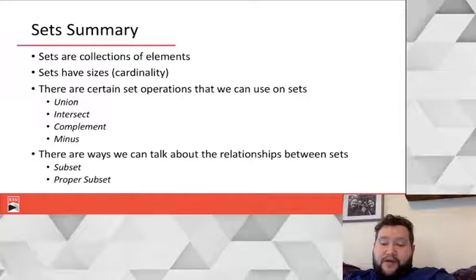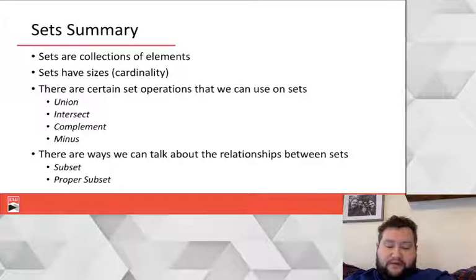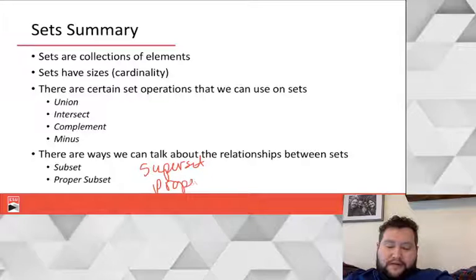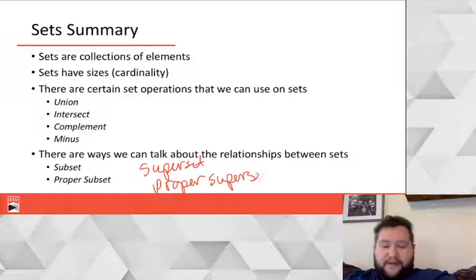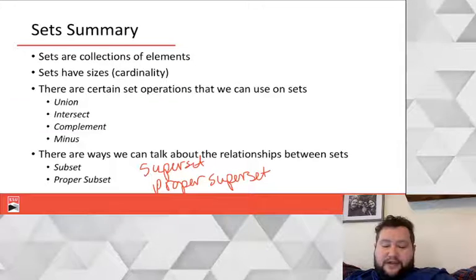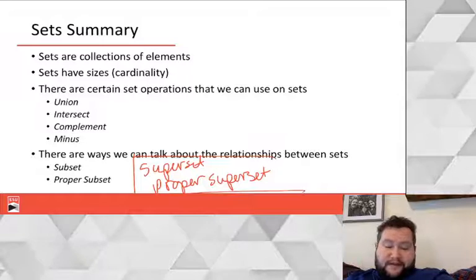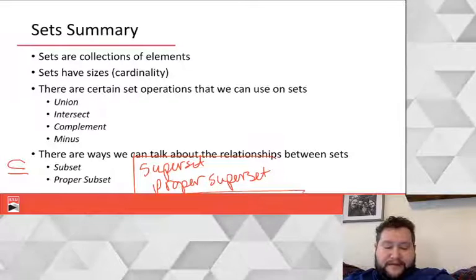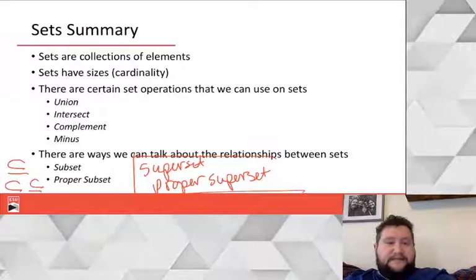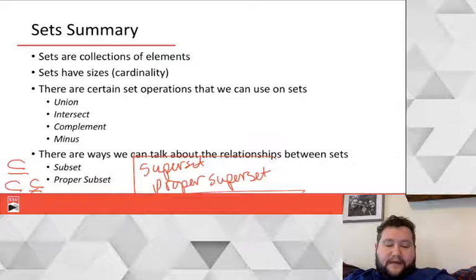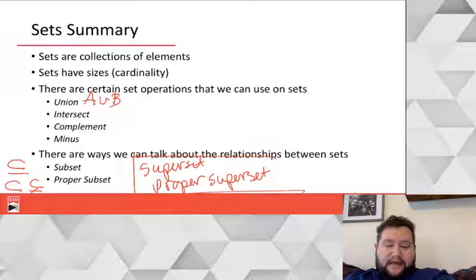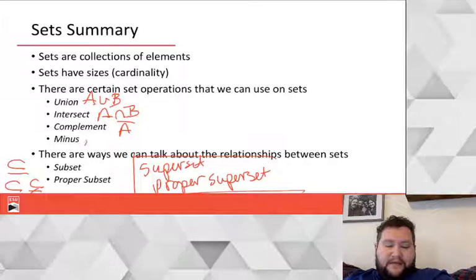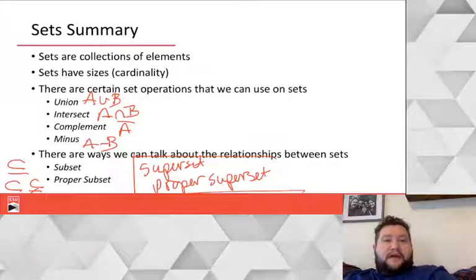We have subset and proper subset, and I also introduced superset and proper superset, right? And so I care less strongly about superset, but it's important we know subset, and subset looks like this, and proper subset looks like this, or like this, right? And so A union B, A intersect B, the complement of A take away B.